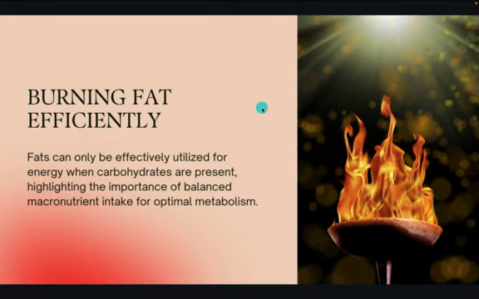As a final takeaway from this saying, to burn fat efficiently, fats can only be effectively utilized for energy when carbohydrates are present, highlighting the importance of a balanced macronutrient intake for optimal metabolism. That's why a lot of nutritionists, I would imagine, encourage a healthy, balanced diet, because you want to have all of these macronutrients working together.